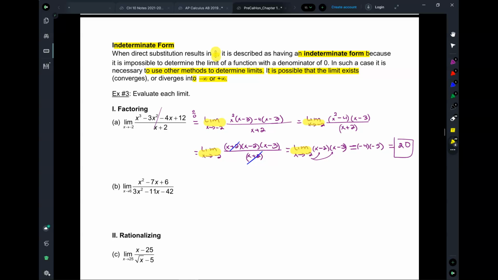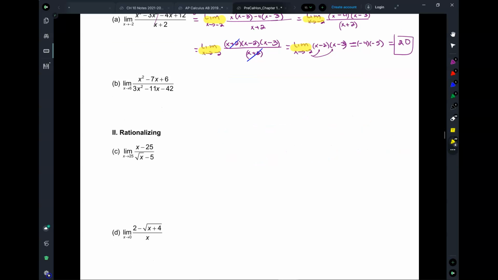Okay, when you plug in the 6 here, you get 36 minus 42 plus 6, that's 0. And then here you get 3 times 36 minus 66 minus 42, that's also 0. So now we got 0 over 0. So I need to factor this.